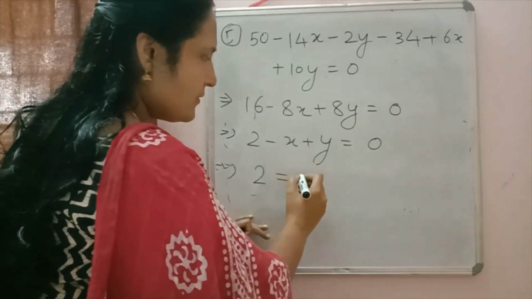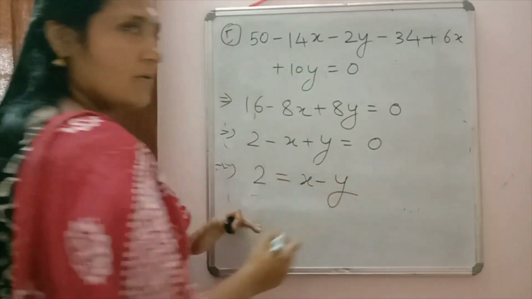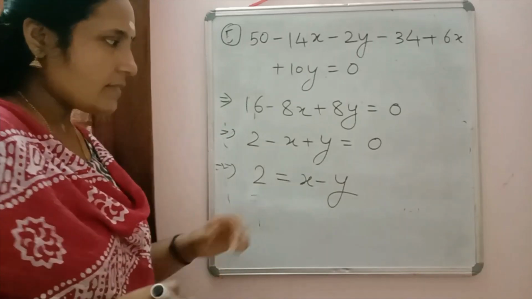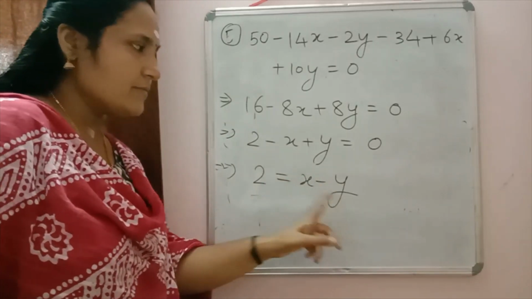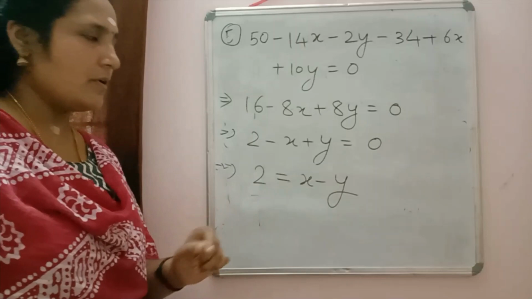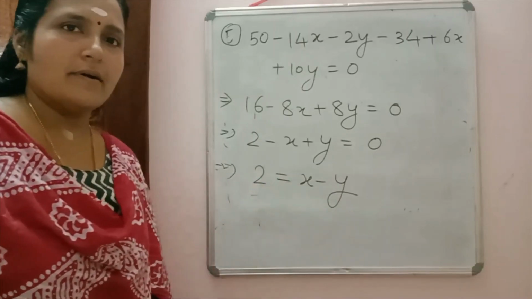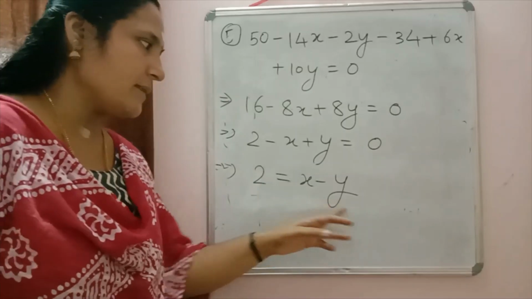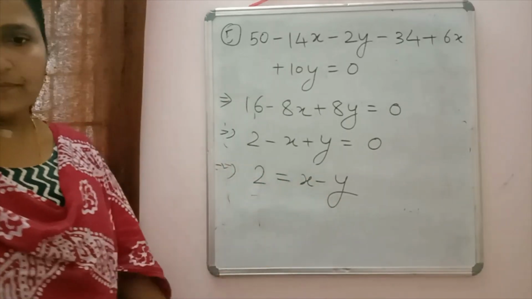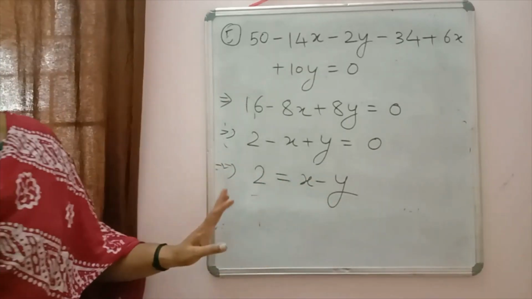2 is equal to x minus y. So x coordinate minus y coordinate is equal to 2, or we can say x coordinate is 2 more than the y coordinate. That is the relation there: x minus y is equal to 2. Here we don't have to find the value.